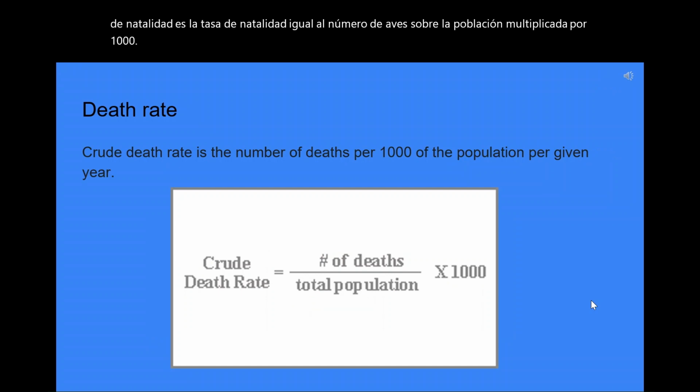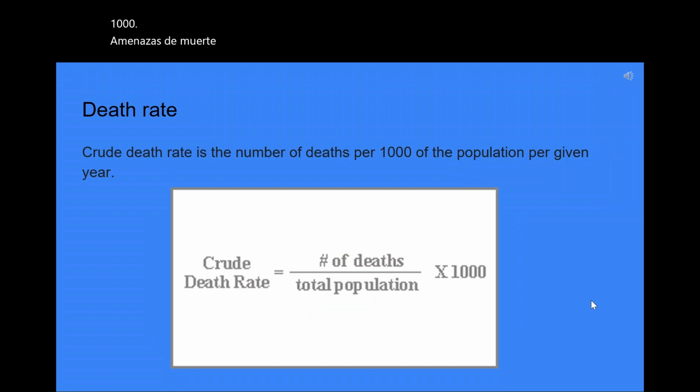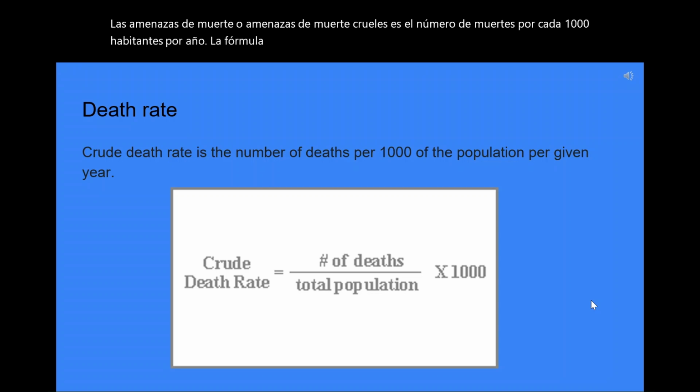Death rate or crude death rate is the number of deaths per 1,000 of the population per given year. The formula for calculating the death rate is: the death rate equals the number of deaths over the total population multiplied by 1,000.